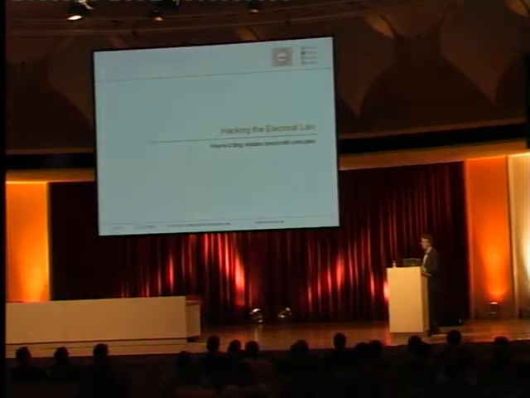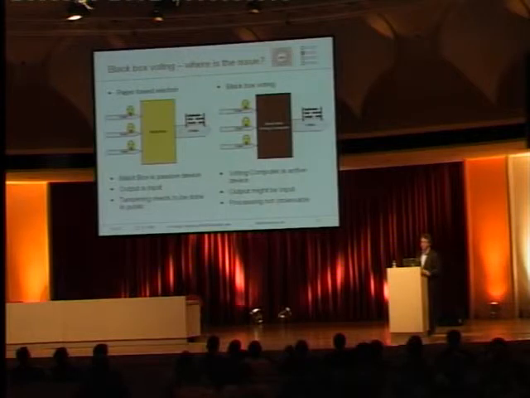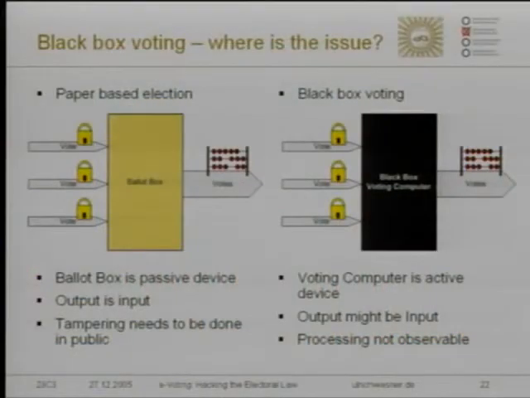And that is what's actually happening now when the electoral law gets hacked by the administration. What is the issue with black box voting? On the left side, in a paper-based election, you have secret votes which you put in a ballot box. And at the end of the election, you open the ballot box, you take out the votes, and you count them. And as the ballot box is a passive device, the output is the input, and all tampering to the ballots needs to be done in public, because you can verify that only voters put something in the ballot box, and you can verify that the votes are counted appropriately, because you can be there all day and watch the election officials running the show, right?